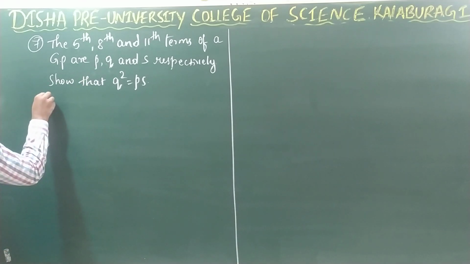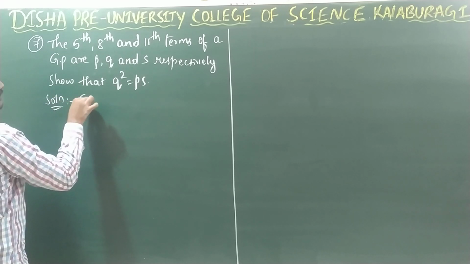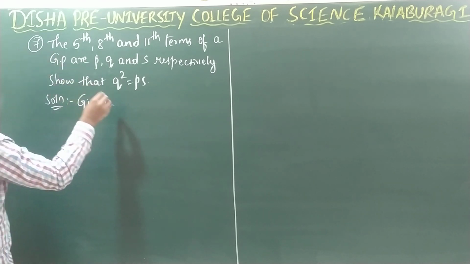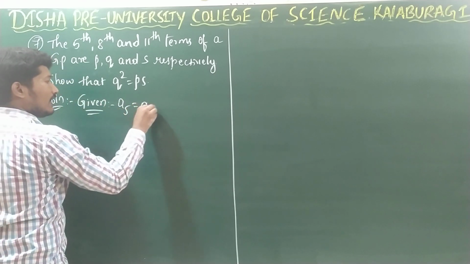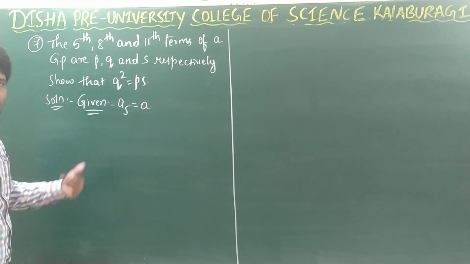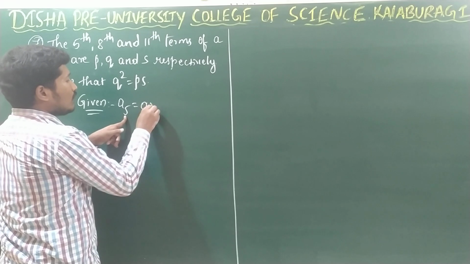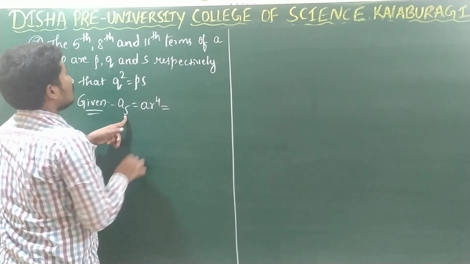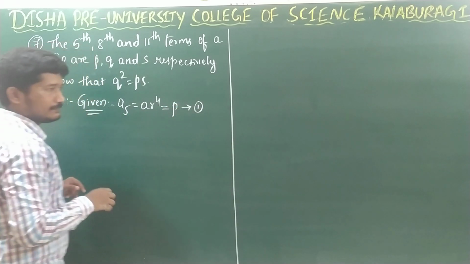See here. Solution. So first let us write the given terms. Right? So what is given for us? The 5th term means A5 is equal to. So I can write it as A into R power n minus 1. n is here 5. So A into R power 5 minus 1, that is R power 4. This is equal to, we are given as P. Let us take this as equation 1.